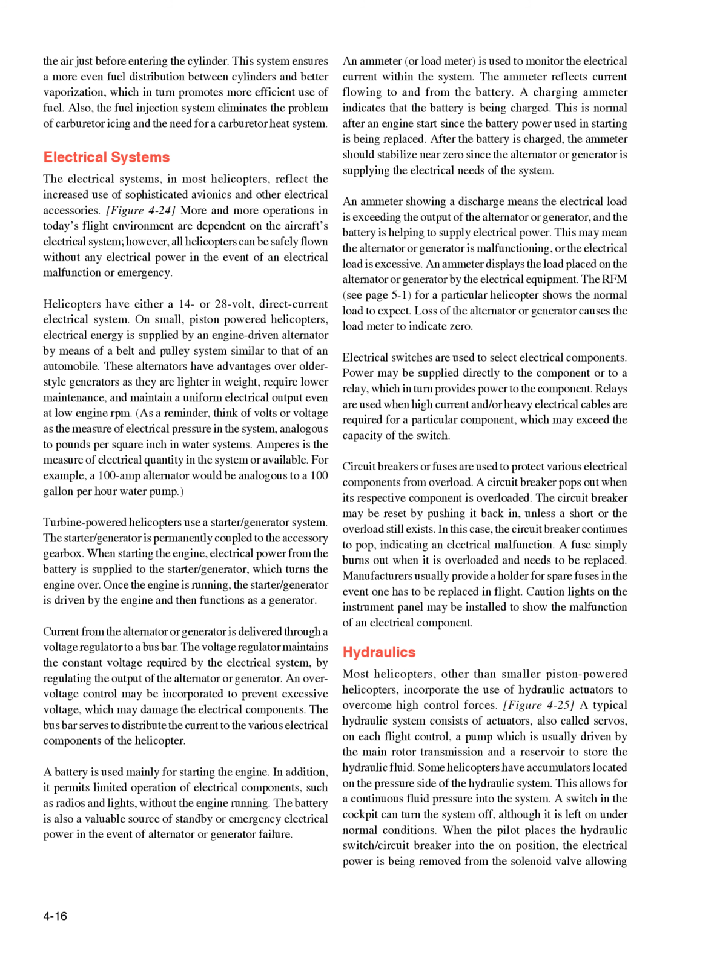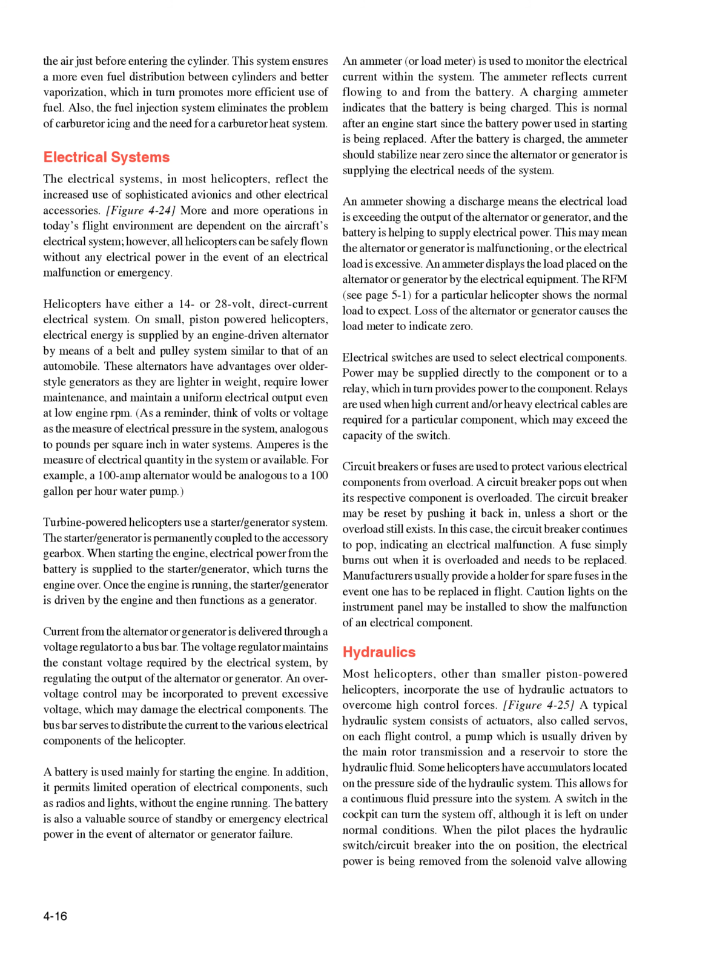A circuit breaker pops out when its respective component is overloaded. The circuit breaker may be reset by pushing it back in, unless a short or the overload still exists. In this case, the circuit breaker continues to pop, indicating an electrical malfunction. A fuse simply burns out when it is overloaded and needs to be replaced. Manufacturers usually provide a holder for spare fuses in the event one has to be replaced in flight. Caution lights on the instrument panel may be installed to show the malfunction of an electrical component.